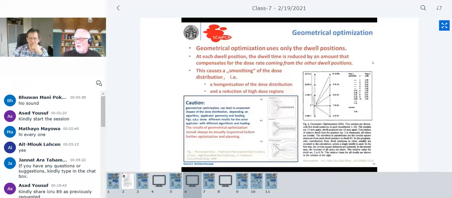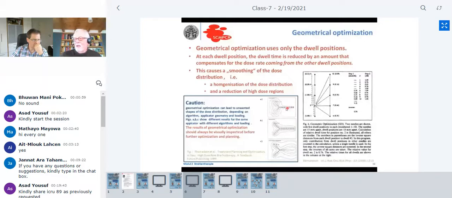This is actually normally a good measure to do, but you must do it with caution, and you should inspect the results of the geometrical optimization before you continue with planning and see what it does, because geometrical optimization can lead to unwanted shapes of the dose distribution. And this depends on the algorithm you're using. I told you there are some that use the dwell positions on all catheters. There are some that use them only on the other catheters and not on the same catheter that you are just optimizing. So it depends on the algorithm. It depends on the applicator geometry and on the loading.